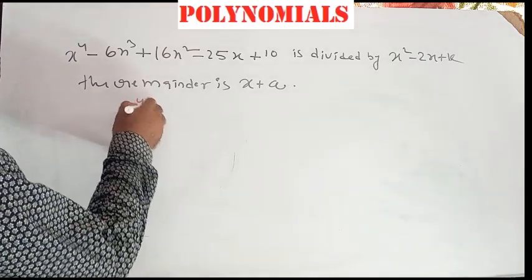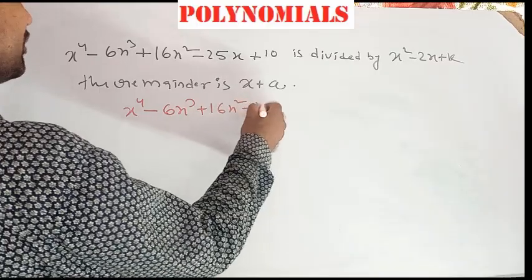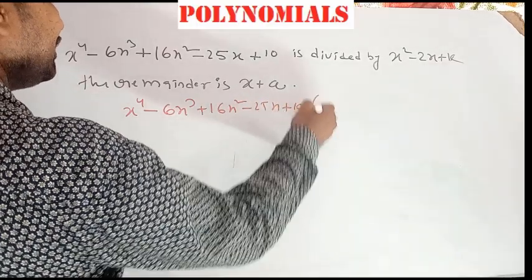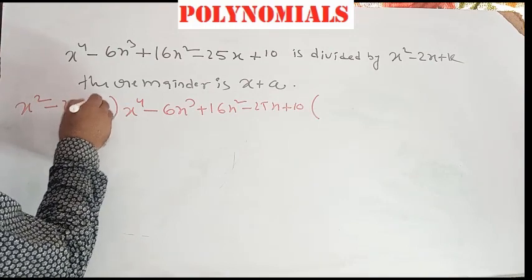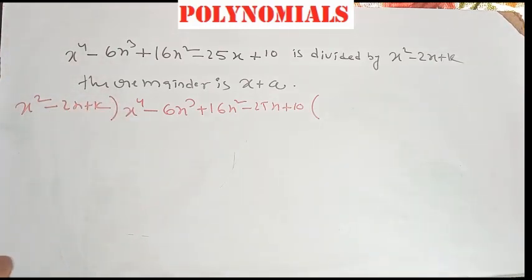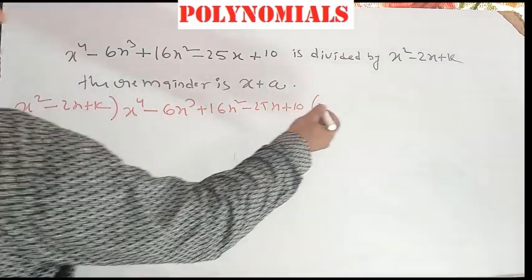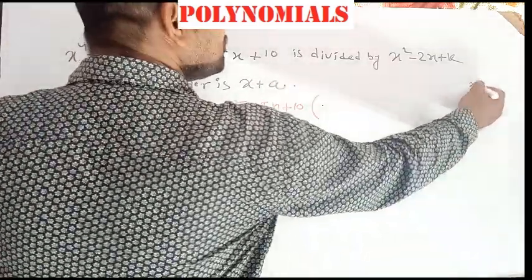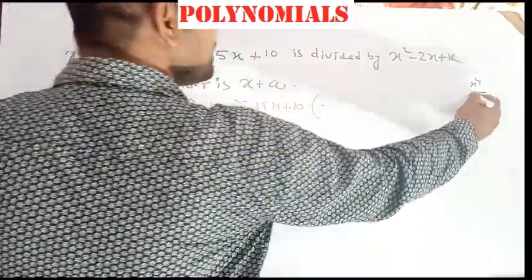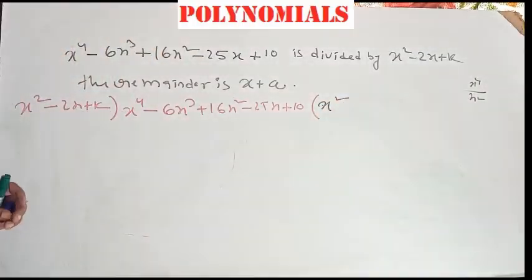x^4 - 6x^3 + 16x^2 - 25x + 10 is the dividend. The divisor is x^2 - 2x + k. Now I want to divide. This is fourth degree, and this is second degree. So the first term of the quotient is the first term of the dividend divided by the first term of the divisor, x^4 by x^2. This is the first term of the quotient.